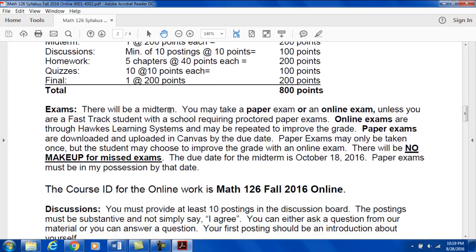There'll be a midterm. You may take a paper exam or an online exam unless you are a fast-track student with a school requiring proctored paper exams. Online exams are through the Hawks Learning System and may be repeated to improve grade. Paper exams are downloaded and uploaded back into Canvas. So you're going to download, work it out, and upload it again in Canvas by the due date. Paper exams may only be taken once, but the student may choose to improve a grade by doing it online. There'll be no makeup for missed exams, and the due date for the midterm is October 18th, 2016. Paper exams must be in my possession by that date. The course ID for the online work is Math 126, Fall 2016 online.